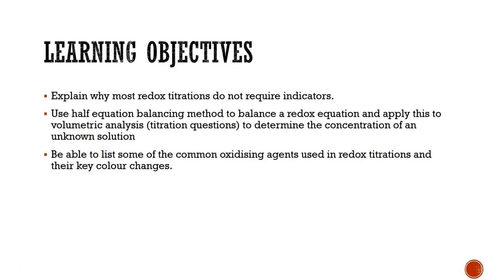So the learning objectives for this video are being able to explain why most redox titrations don't require indicators, being able to use the half equation balancing method to balance a redox equation and then apply this to volumetric analysis to figure out the concentration of an unknown, so basically titration questions, and then be able to list some of the common oxidizing agents that we use in redox titrations and know their color changes, so that when a reaction is described to you in a question, you pretty much can figure out what's going on straight away.